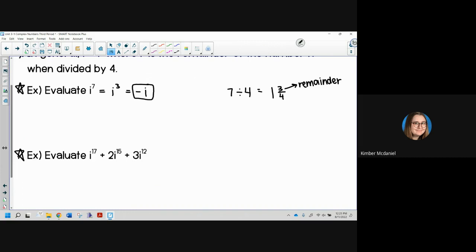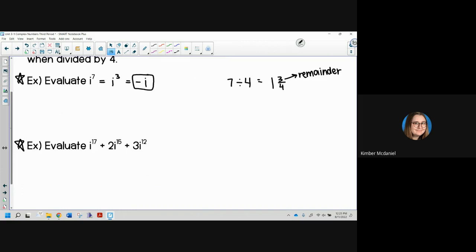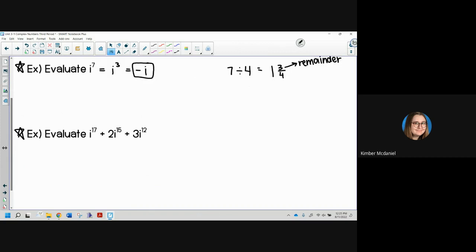Okay? Now, let's go ahead and work each of these separately. So we're going to start with i to the 17th because you have to do each i individually. Okay? So if we take 17 divided by 4, we're going to do this on our calculator again. So I want everybody to do this with me. So type 17 divided by 4. Click math. Go over to fraction. So FRAC. And you're going to choose option number 4.